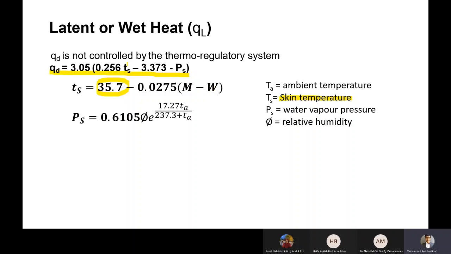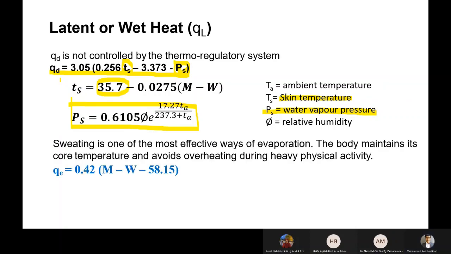And QD is also a function of PS. What is PS? It's the water vapor pressure. The unit here is such that whatever you get is supposed to be in kilopascal. PS is given from an empirical equation as well. So now I have TS and I have PS, I'll be able to estimate the heat loss through the water diffusion. Okay, that's number one.